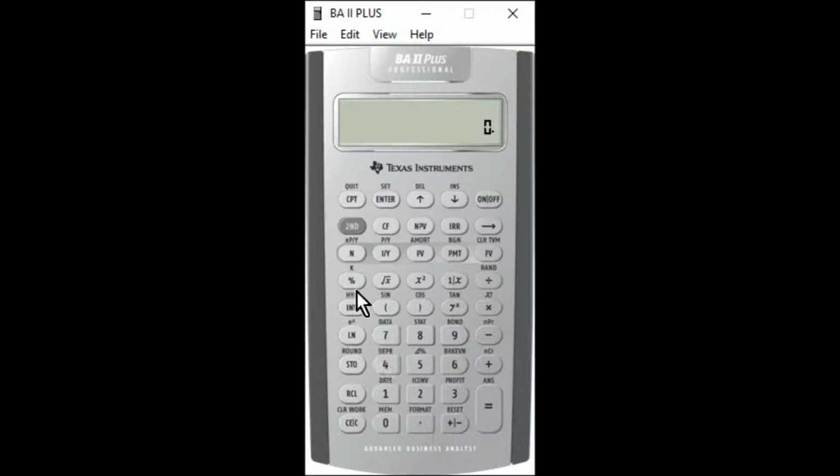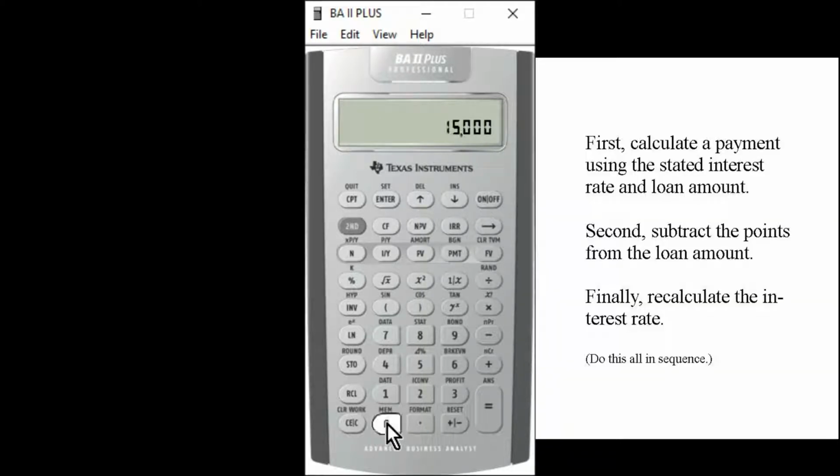So in this case, we have monthly loan payments, and our loan is $150,000. Future value of 0. Stated interest rate was 5%, and the time frame was 360 months. Compute payment. That's the first step in analyzing or calculating an APR.